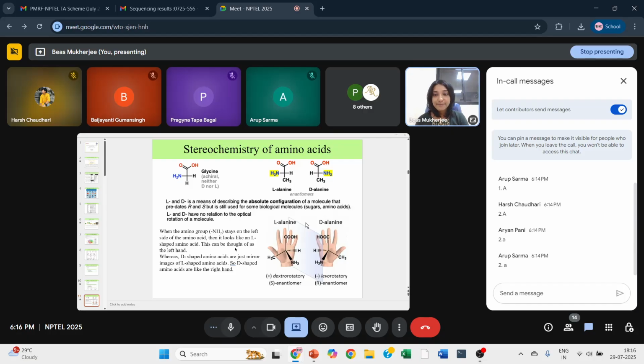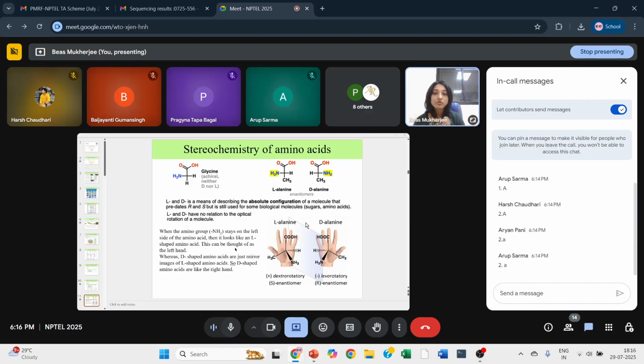Okay, and capital L and capital D describe the absolute configuration of a molecule that predates R and S but is still used for some biological molecules such as sugars and amino acids. L and D have no relation to optical rotation of a molecule. That is what I told you just now.